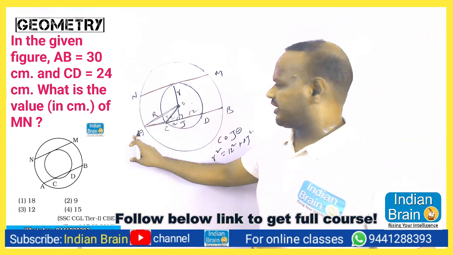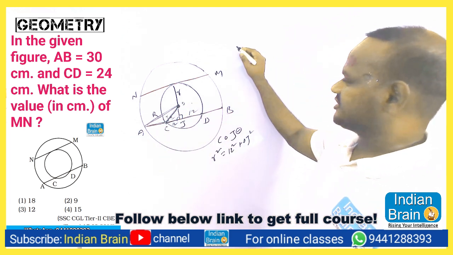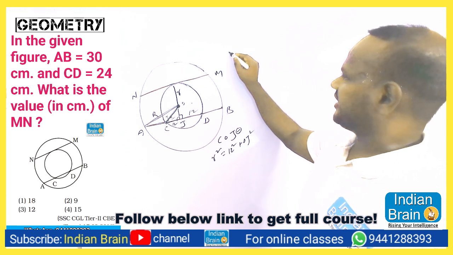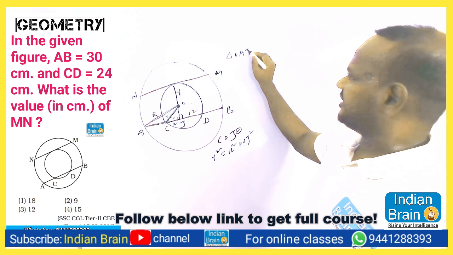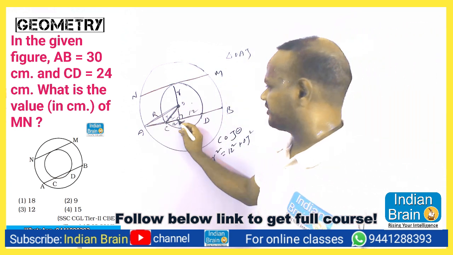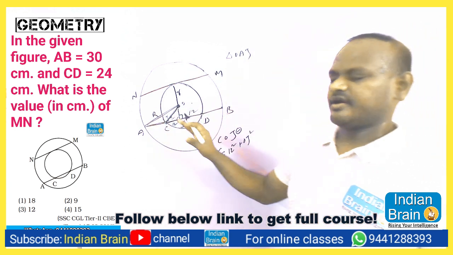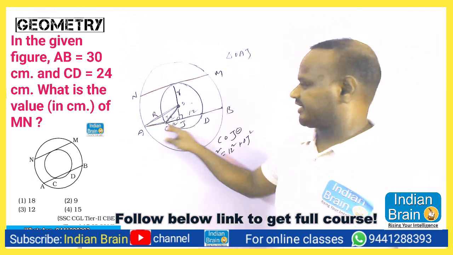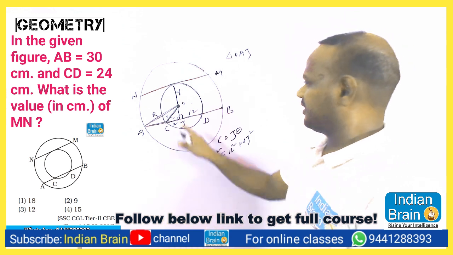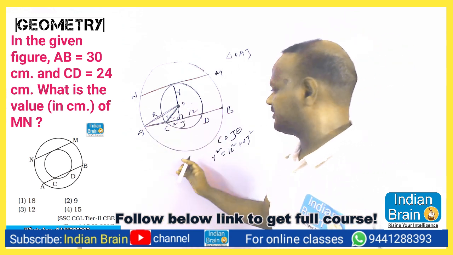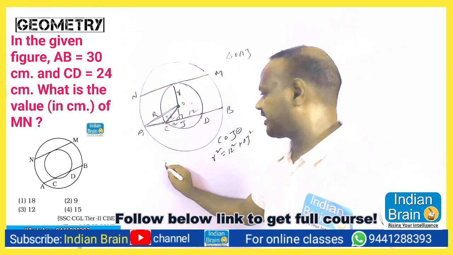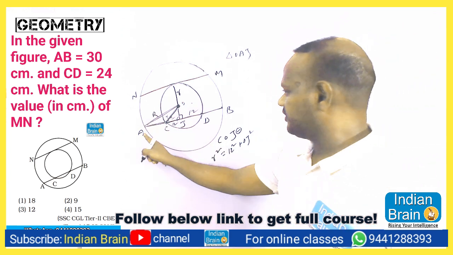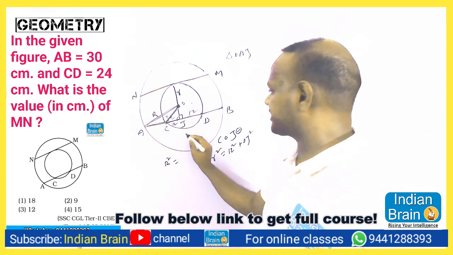What about triangle OAJ? Don't confuse triangle OAC with OAJ. OAJ means from here to here to here, the big triangle. Below is the common side again. For this big triangle, the hypotenuse is AO. AO means capital R. Capital R square is equal to AJ square plus OJ square. AJ means the total AB, which is 30 centimeters, and it is bisected.